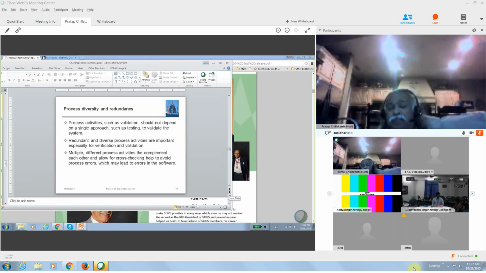Same thing applies to process. So if your development process can diversify, for example, if you take validation and testing, you can have multiple ways of verifying your system all the way from the design stage. For example, you can do design verification. It's not just pronged approach to develop dependable systems ultimately.